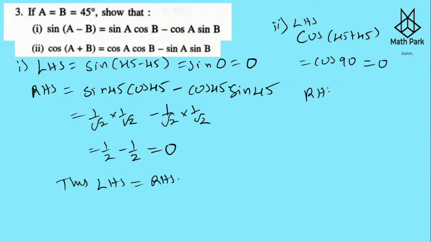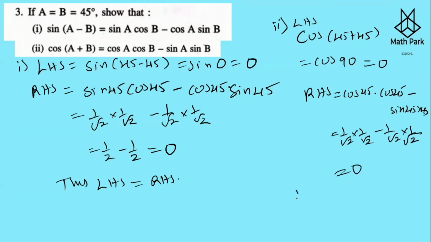So let us take RHS of the second part, which is cos A cos B minus sine A sine B, that is cos 45 into cos 45, the value is going to be same, minus sine 45 into sine 45. So which is again going to be 1 by root 2 into 1 by root 2 minus 1 upon root 2 into 1 upon root 2, which is again equal to 0. So thus we get LHS is equal to RHS. So we are done with question number 3.